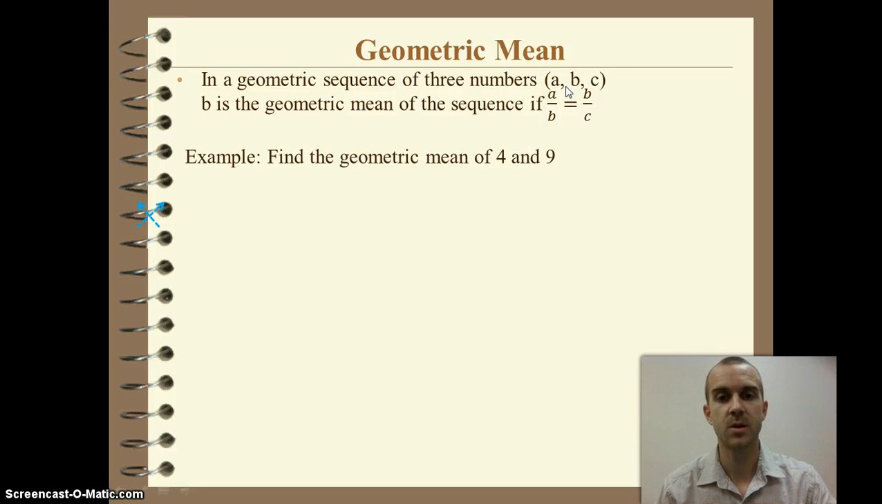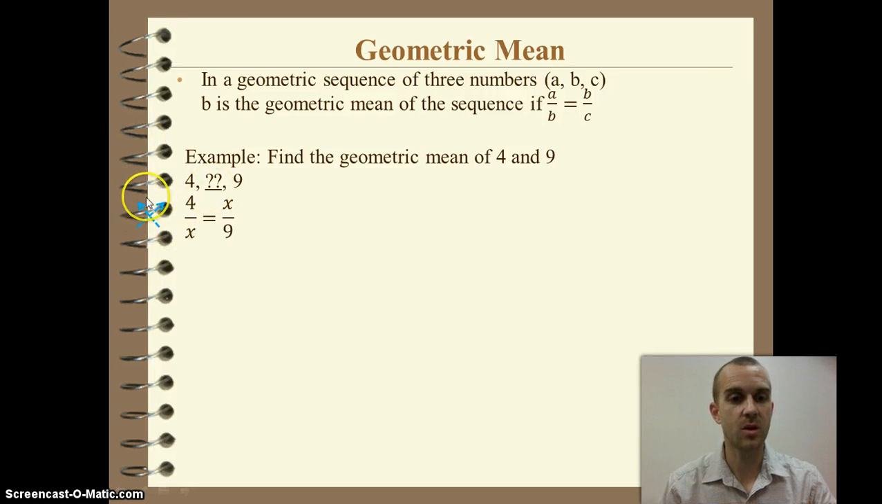So say I wanted to find the geometric mean of 4 and 9. What I'm looking at is the idea that 4 times some number gives me what's in the middle, our geometric mean, and that middle number times that number will give us 9. So you can use our proportion. We don't know the middle number, so 4 over x equals x over 9. That's x squared equals 36, so x equals 6.